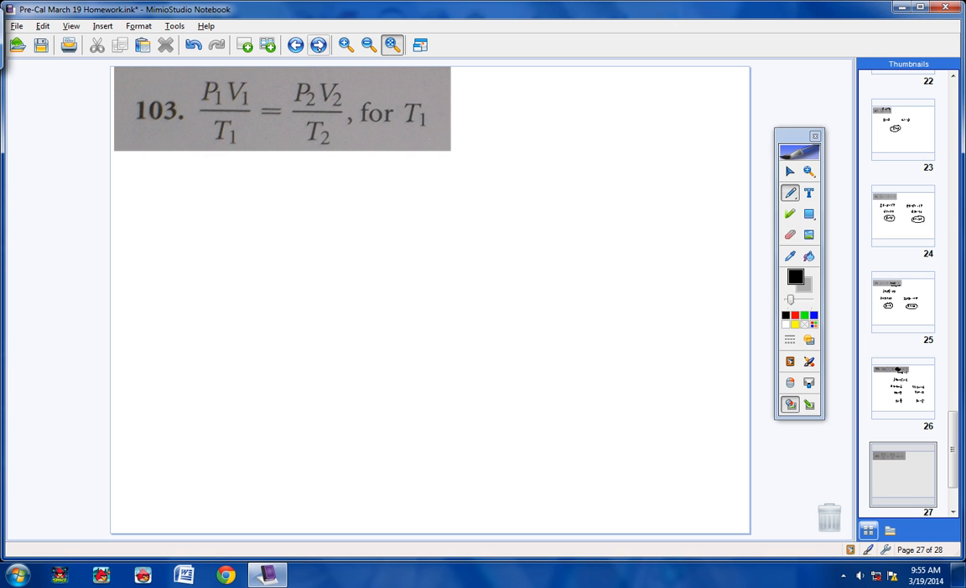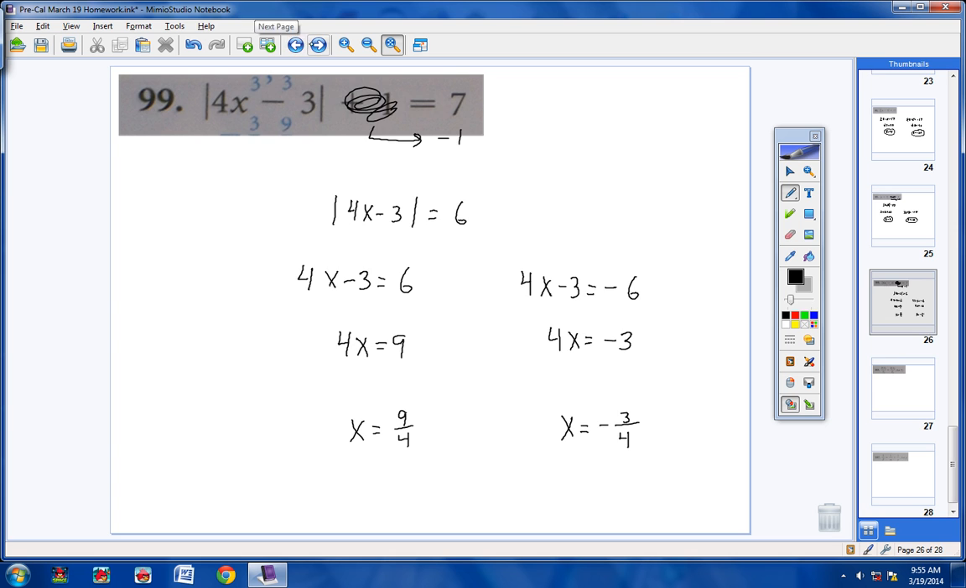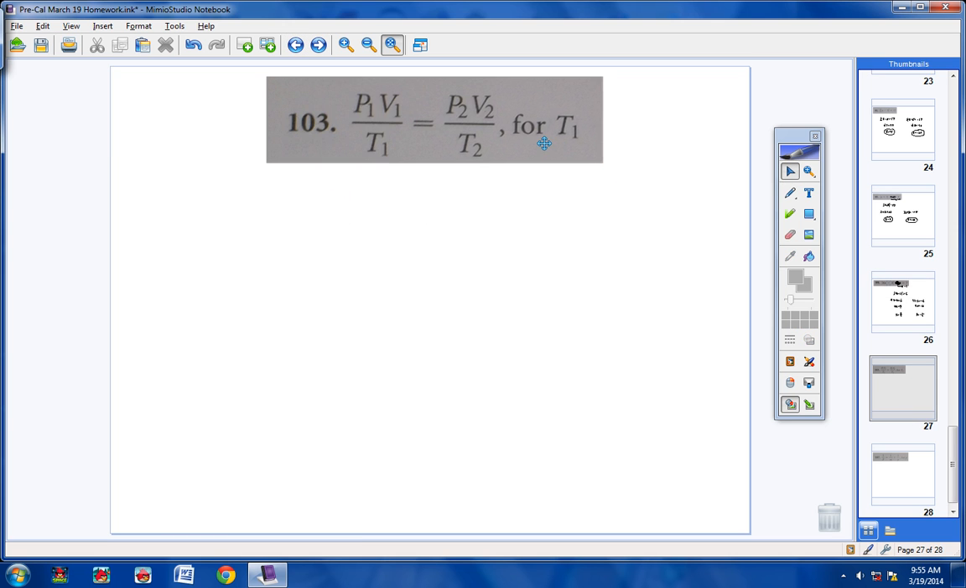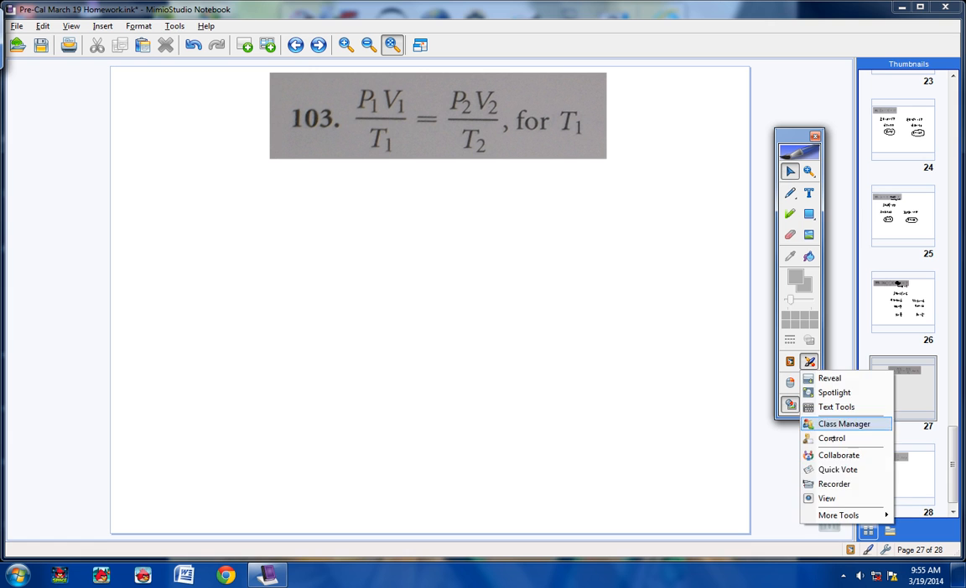Now these last two problems, 103 and 107, I know that we didn't cover those in your notes, but I know in the past we've learned how to solve multivariable equations, and I want you to be very familiar with these. Okay, so let's do 2 of these, and we're finally done with the whole homework assignment.